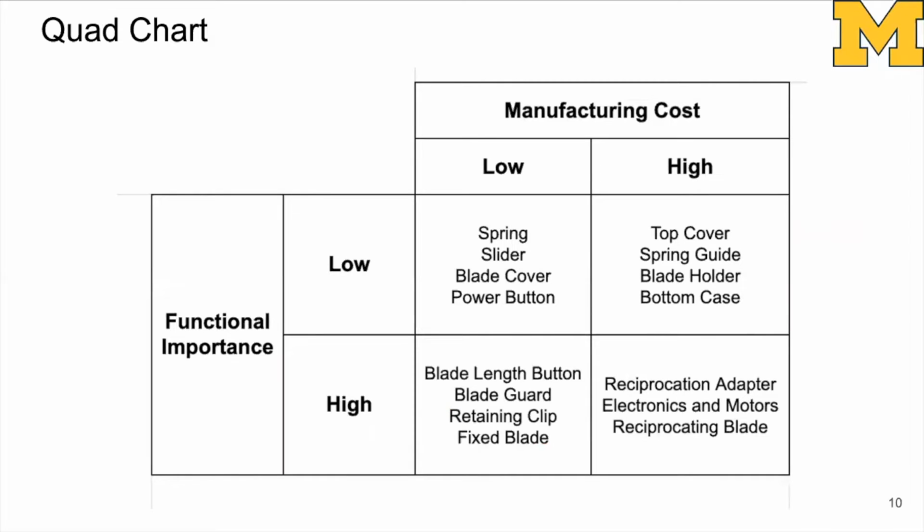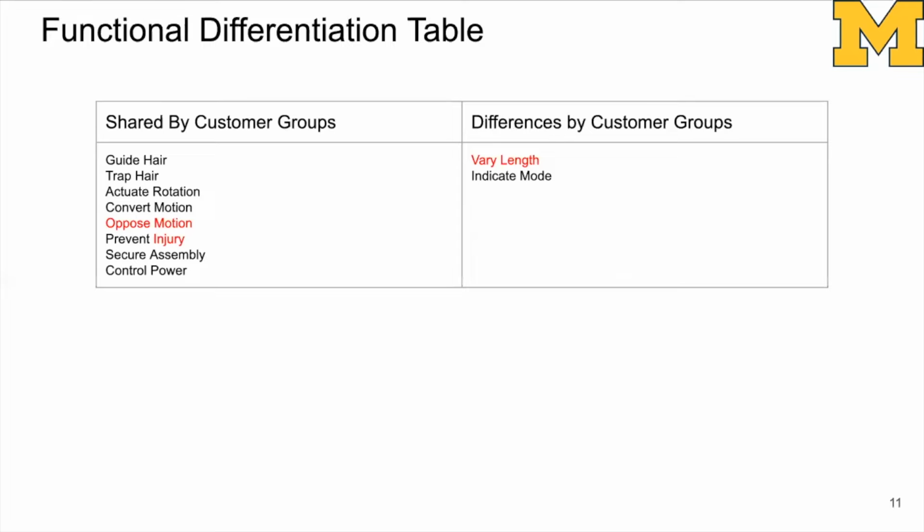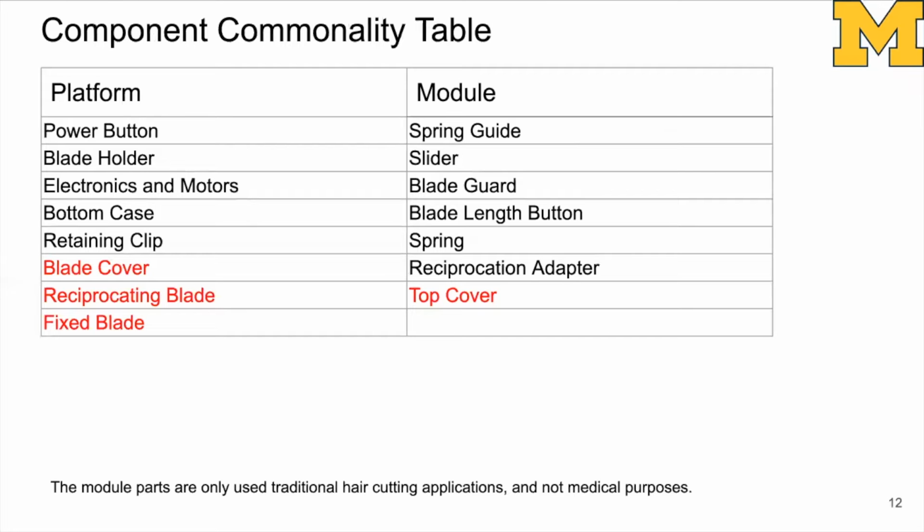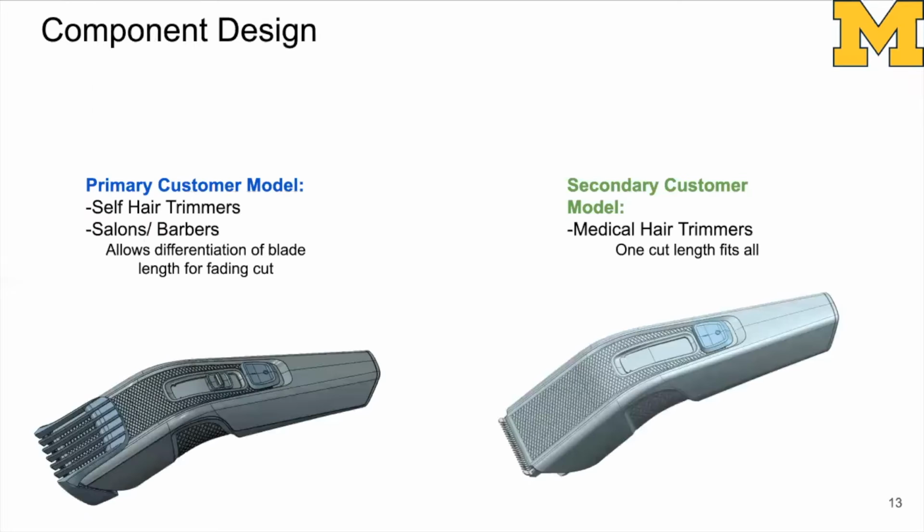Here is a quad chart, which defines each part by its functional importance and manufacturing cost. Here's a functional differentiation table, which defines which functions go into both and which go into a singular customer group. Here's a component commonality table, which defines which parts are platform parts used in both models and which are module parts that have to change.